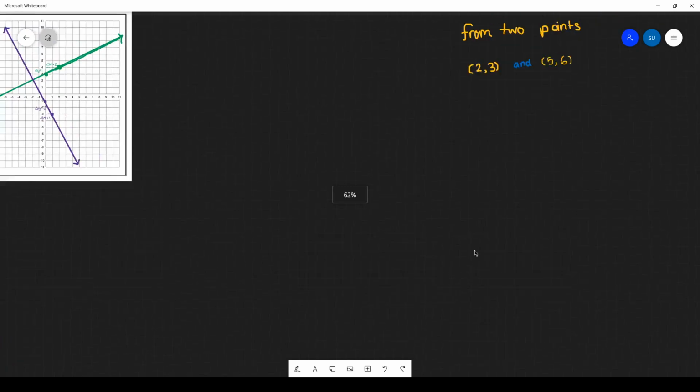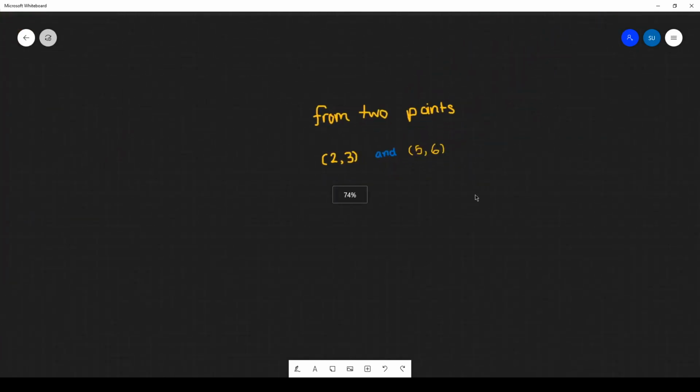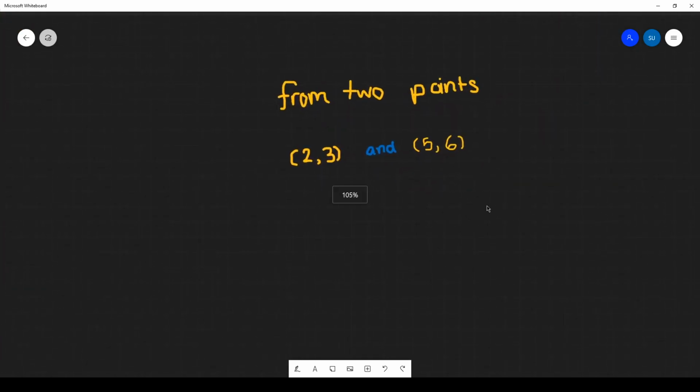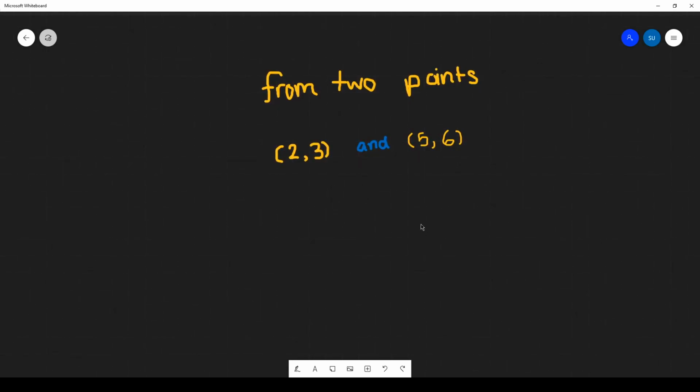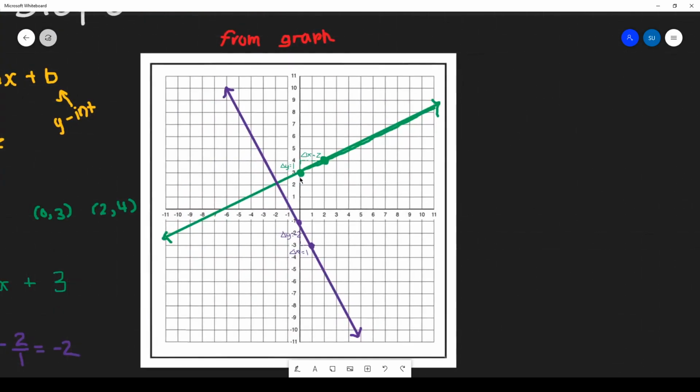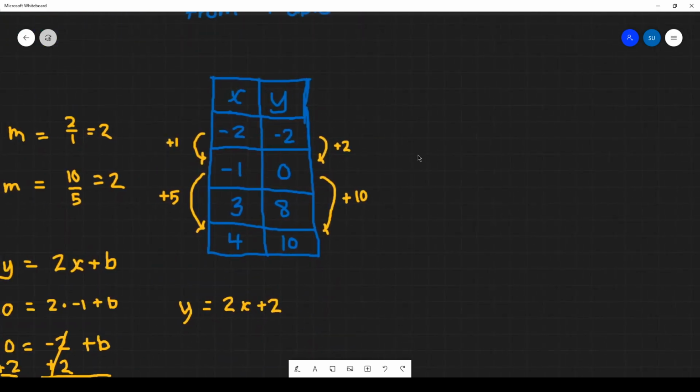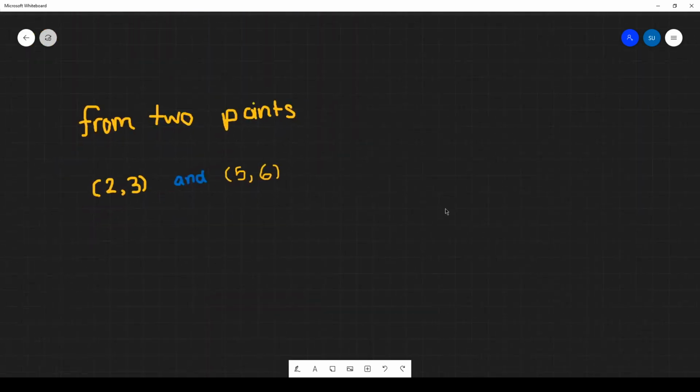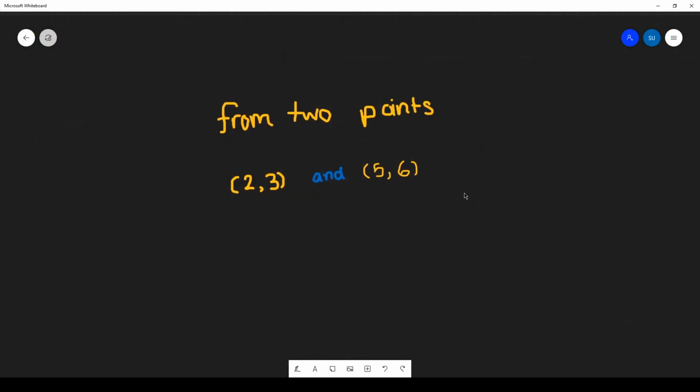Okay, so now we're going to move on to finding the slope and y-intercept given only 2 points. Now, you've basically been doing that this whole time. If you look back to the graph, you looked at only 2 points and found the differences. If you look back to the table, you looked at only 2 points and found the differences. So don't be stressed by this, because it's really very easy in concept.